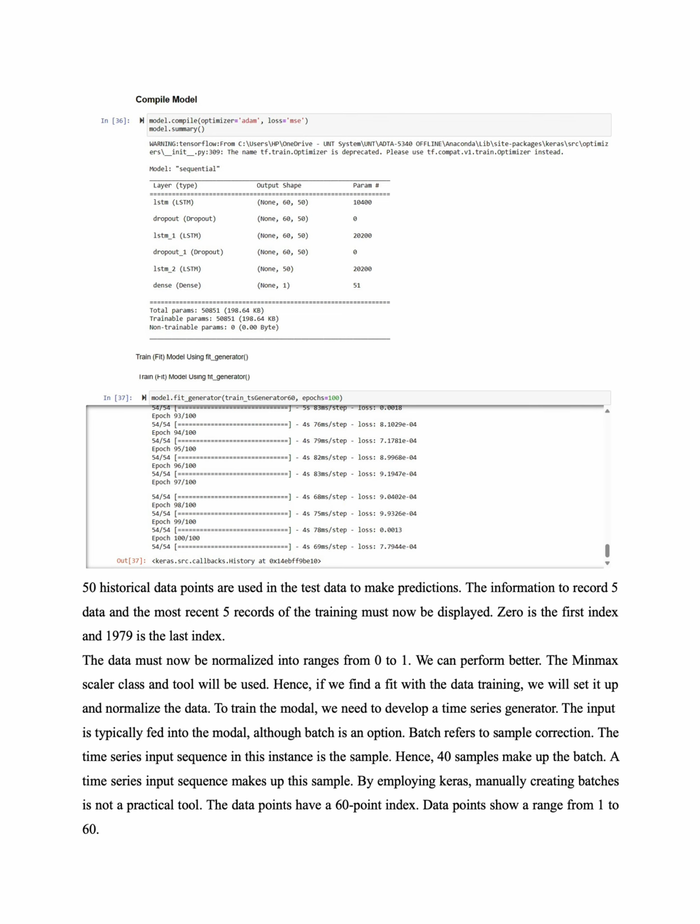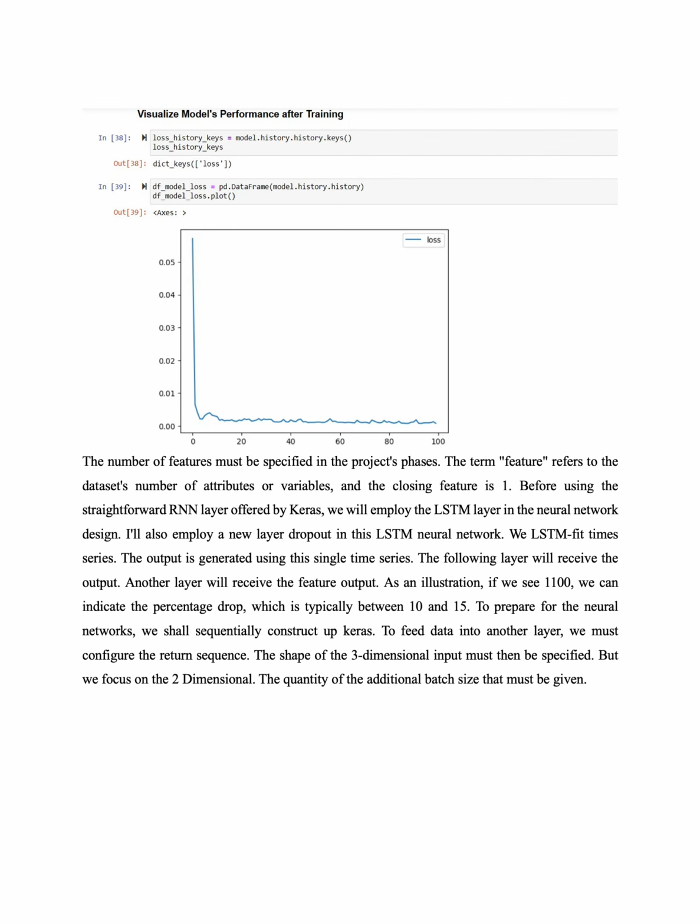So this is a visualization for performance after training. The number of features must be specified in the project phase. The term feature refers to the dataset's number of attributes or variables, and the closing features. Before using the straightforward RNN layer offered by Keras, we will employ the LSTM layer in the neural network. Okay, to feed data into another layer, we must configure the return sequence. The shape of the three-dimensional input must then be specified.